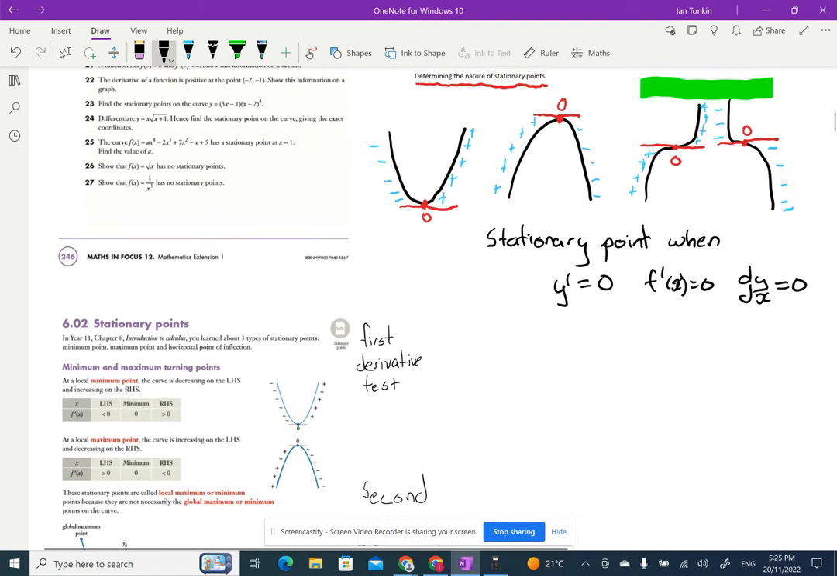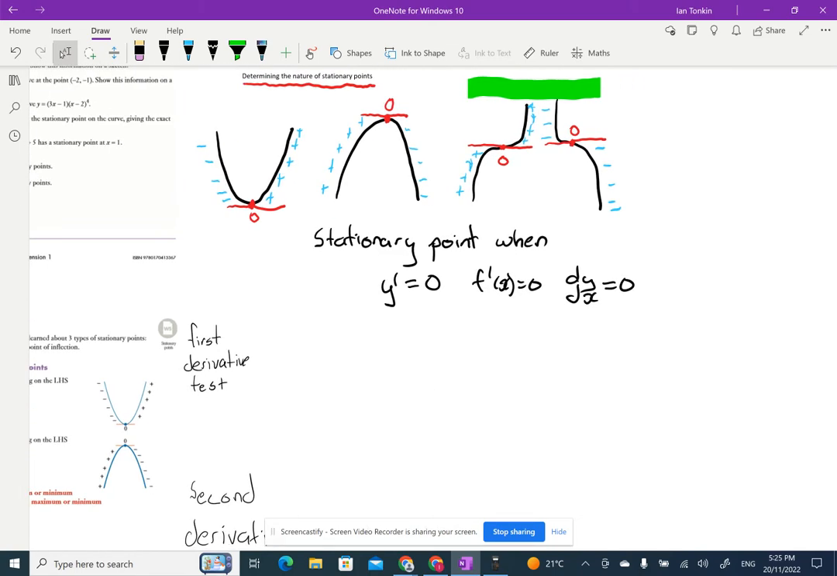So let's imagine we found a stationary point and we found that y dash equals 0, or f dash of x, or dy dx equals 0. And I want to determine, well, is this stationary point on whatever function I've got going to be this sort of stationary point, concave up, the first one? Or is it going to be the second one where it's concave down? Or is it going to be the one that's concave down and then becomes concave up? Or is it going to be the third one, which is concave up and then turns into concave down?